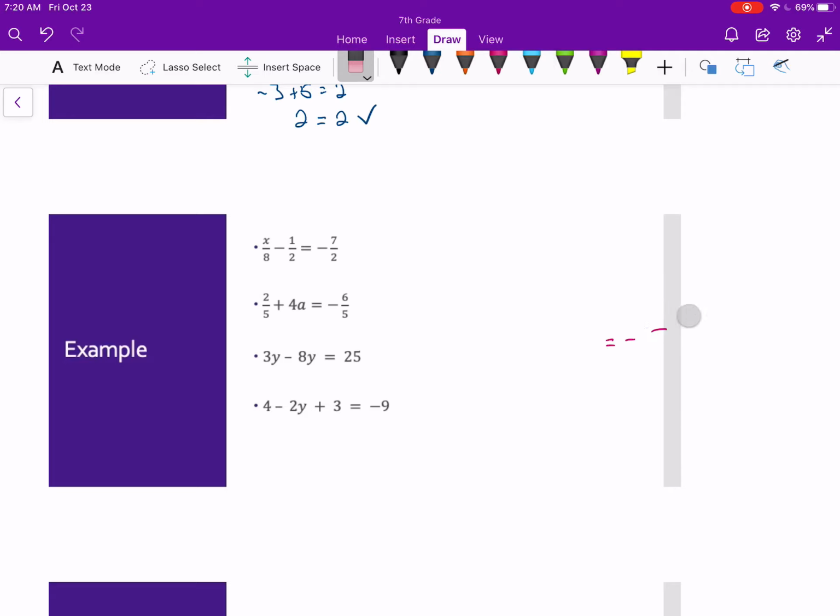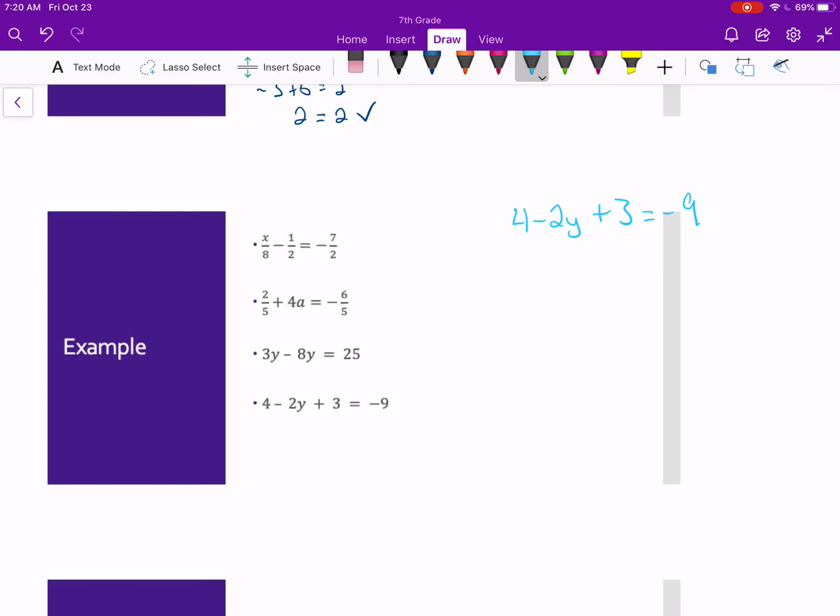And last example for this one, we have 4 minus 2y plus 3 equals negative 9. Once again, we don't have anything to distribute, but we can combine like terms. We have this 4 and plus 3. So we have negative 2y plus 7 equals negative 9.